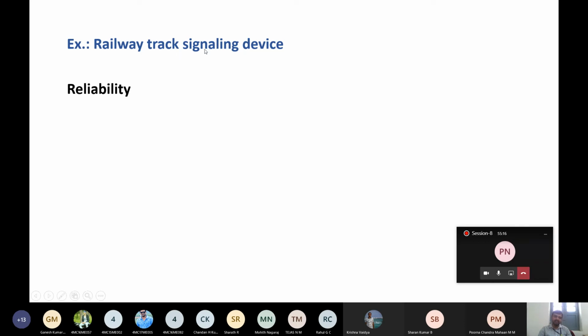If a signaling device unexpectedly stops in green, you know the consequences: that will result in an accident. Even if the device is not working properly, it should be designed such that it stops in red. If it stops in red, no problem. The train can wait. A delay may happen, but that doesn't result in an accident. If the track signaling device fails by indicating a green signal, that will result in a lot of problems.